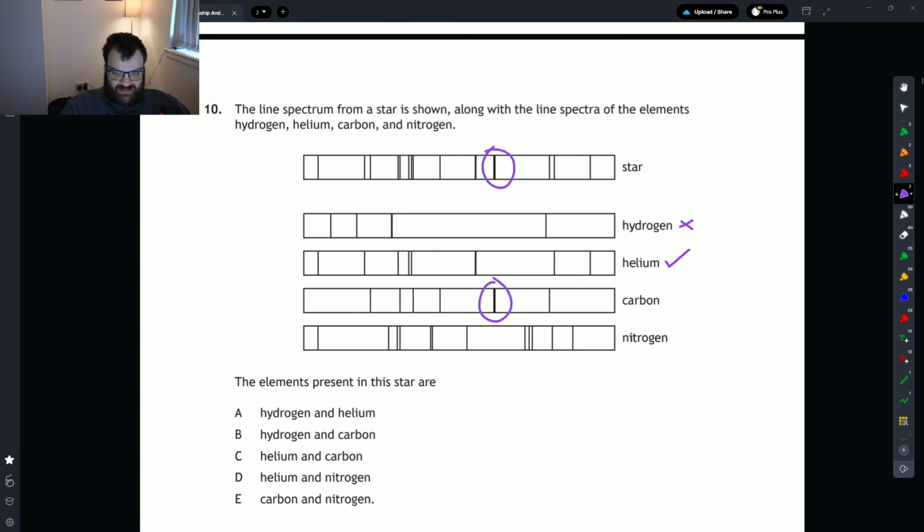Carbon would bring this big, thick line there. And then it also would bring some of this part, some of those lines in there. That's looking good. Nitrogen would need a triple line. Don't have that. It's looking just like helium and carbon. And if I'd read the question, we're only wanting 2 of them in it. So helium and carbon looks good to me.